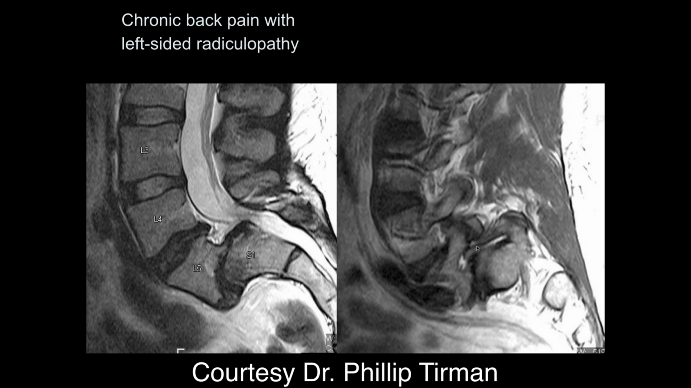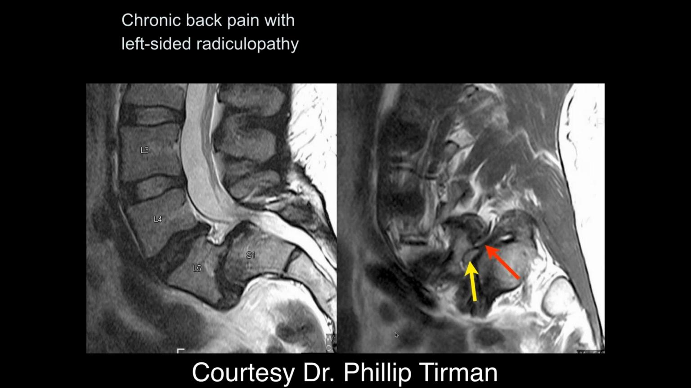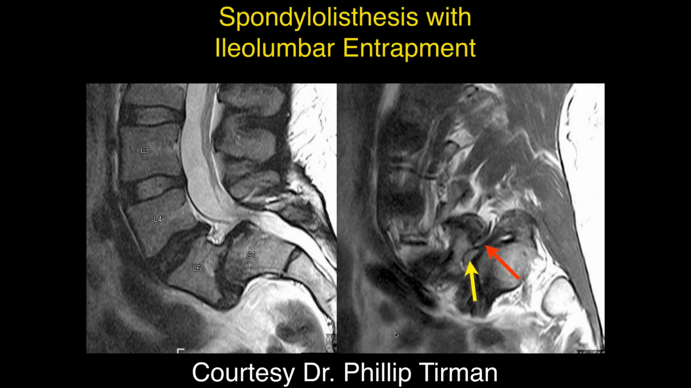And then here we can also see that there's bony narrowing of the L5 foramen. So this patient has compression of the nerve root, both due to bony compression as well as iliolumbar involvement as well. And that's called iliolumbar entrapment.